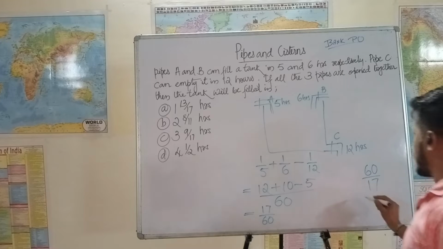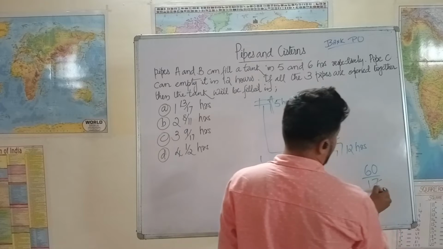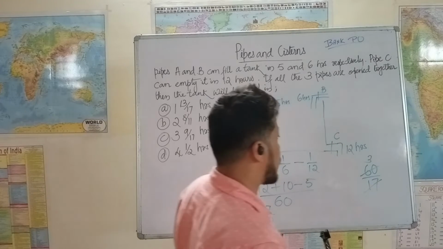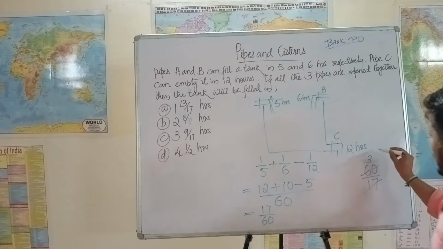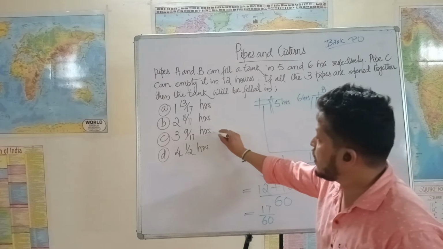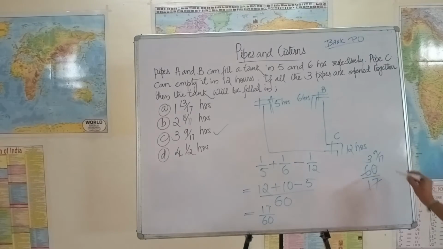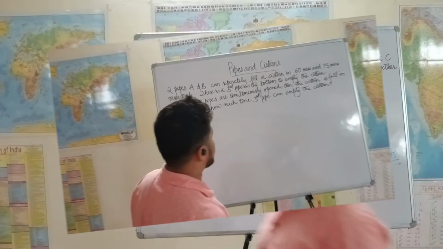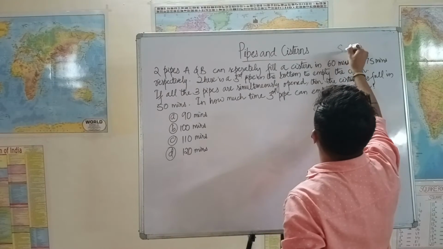So if you divide 60 by 17, 17 ones are 17, 17 threes are 51. What is left? Another 9 is left, which cannot be divided. So 3, 9 by 17. Let's look for options. Okay, we have 3, 9 by 17. So 3 9 by 17 hours. Right answer.